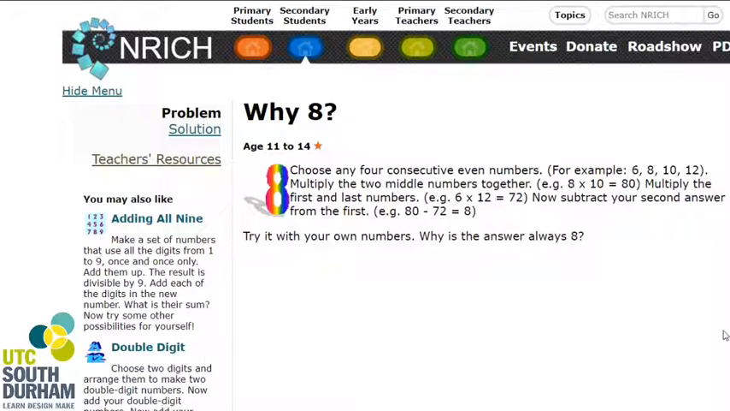Looking at the problem today, it says choose any 4 consecutive even numbers, consecutive meaning next to each other, for example 6, 8, 10 and 12. Multiply the middle 2 numbers together, aka 8 times 10, multiply the first and last numbers, subtract the second answer from the first. In this case we get 8. Let's see what happens.